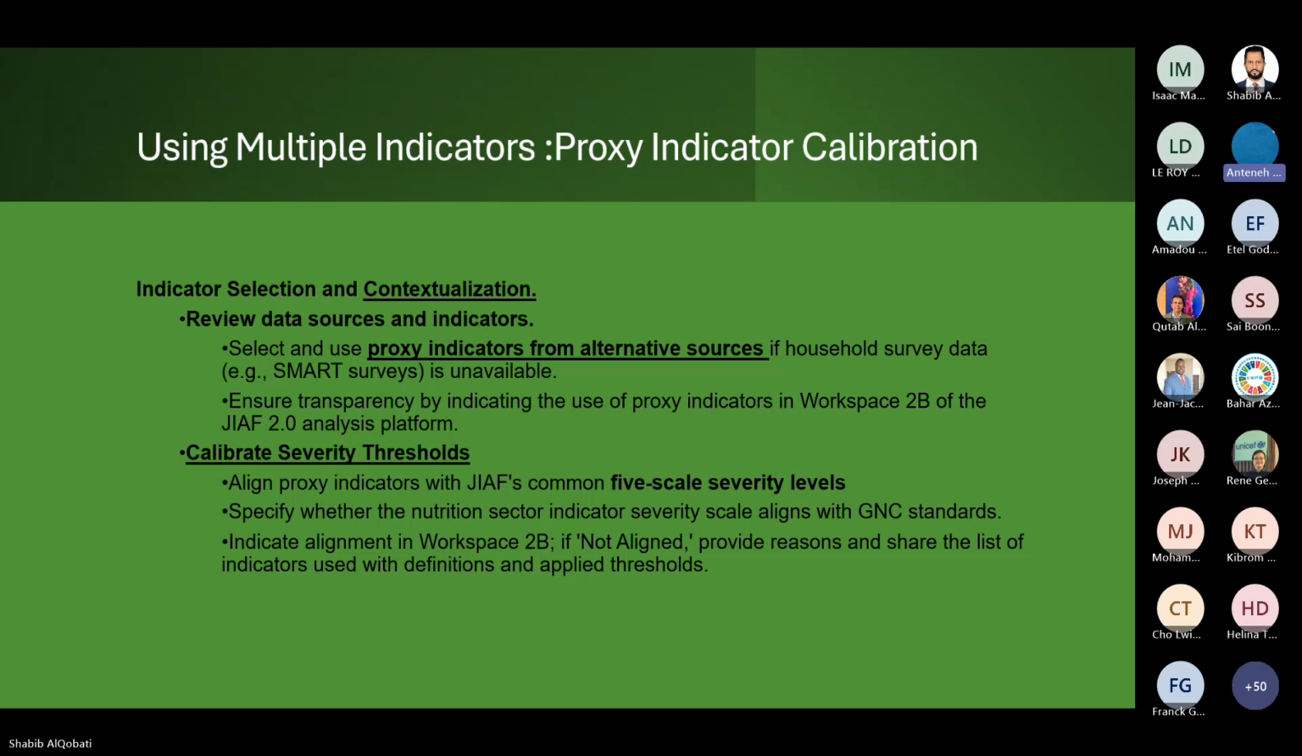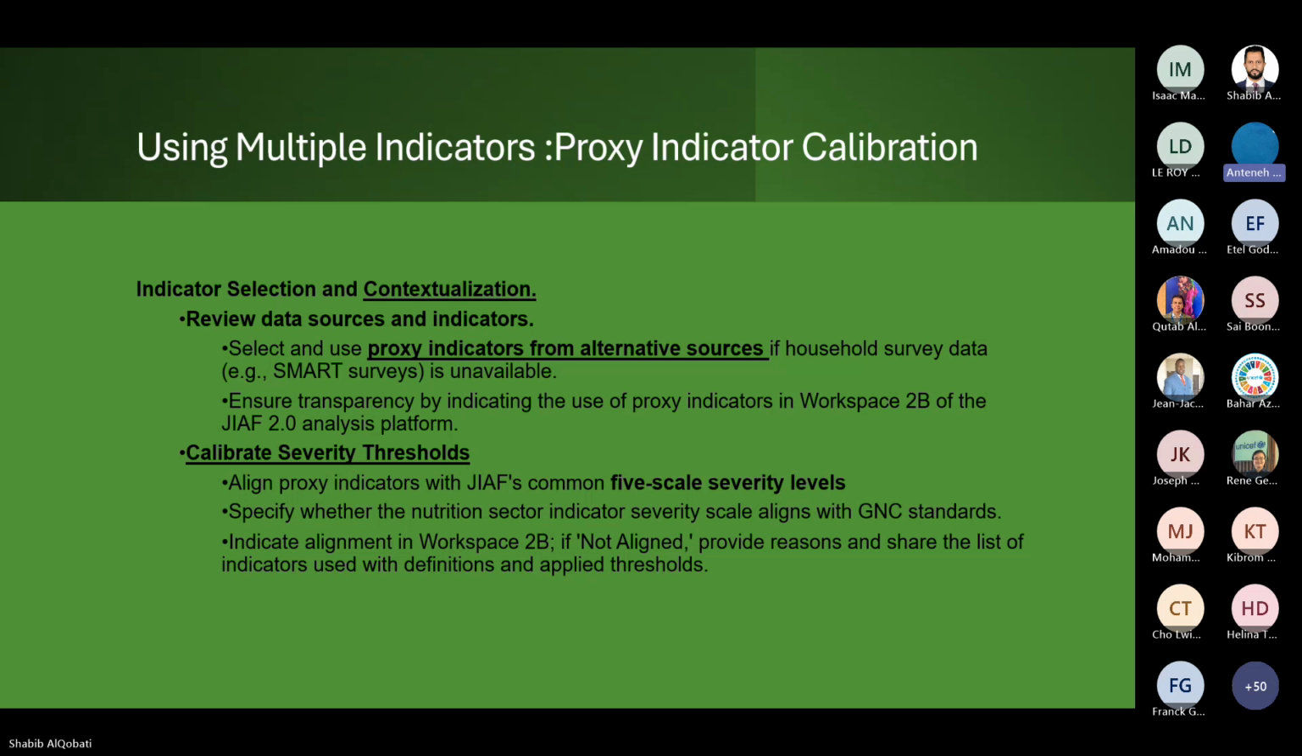Alternative sources are any sources with a reasonable quality, but they are not like a conventional household survey. So you can select the indicator from those kinds of data sources. Once you select the data sources, you should align the severity levels of those proxy indicators with the 5-scale severity level. So I will show you on the next slide the 5-scale GF severity levels.